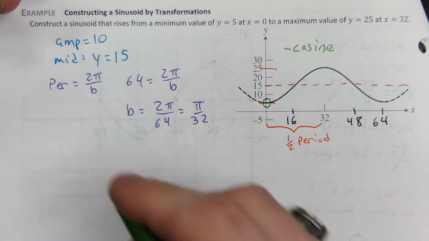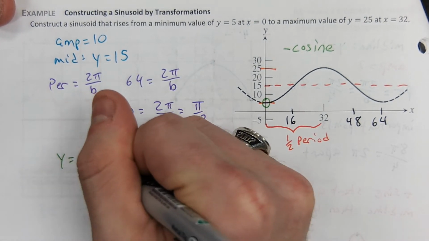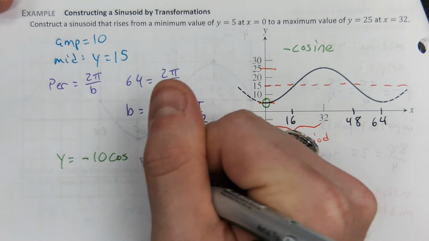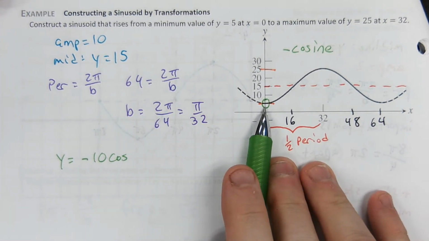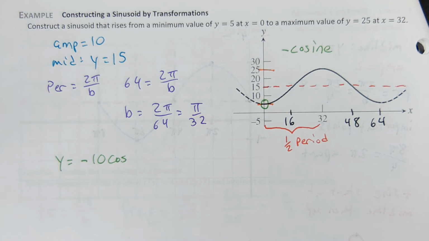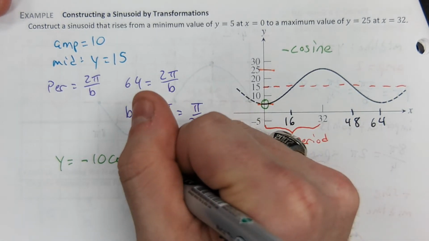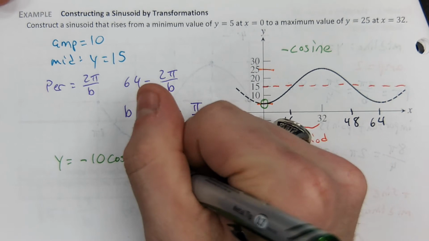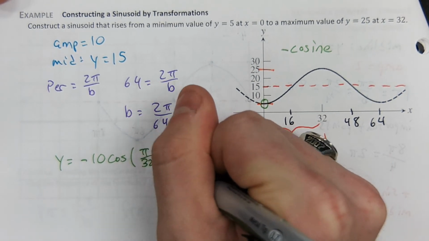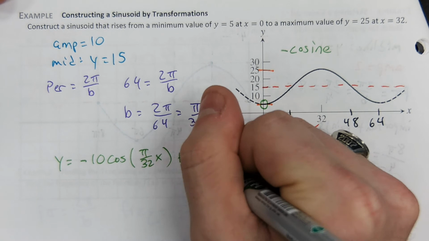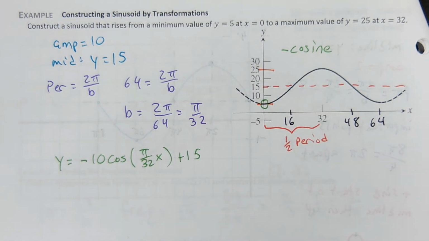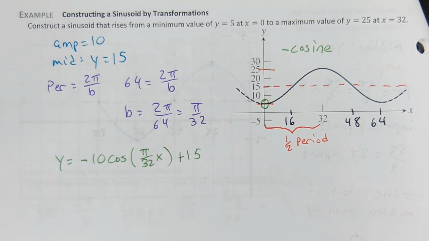So our negative cosine model would be y equals negative, then the amplitude 10, cosine of, well, since it's beginning on the y-axis like the parent function is supposed to begin, there is no phase shift, so the only thing that's going to be inside these parentheses will be this pi over 32. And then midline plus 15. That's the easiest equation here. But of course, it's not the only possible equation. There's technically an infinite number of possibilities here. All you have to do is phase shift and maybe multiply by negative 1.